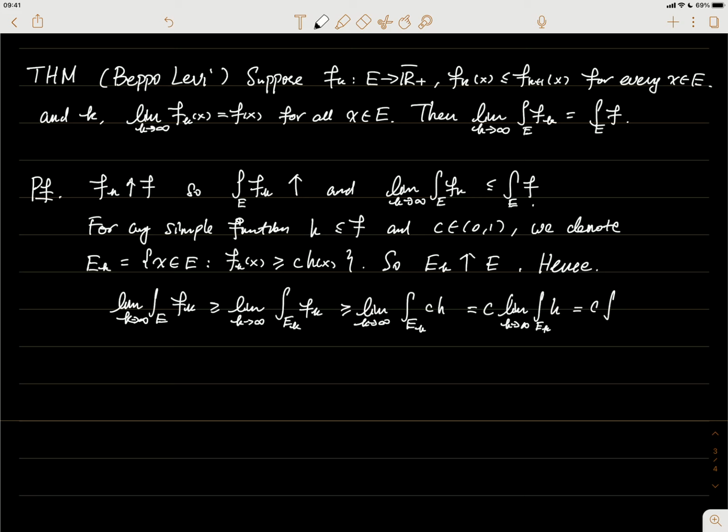The integral of h, because h is non-negative, over ek, and ek is a non-decreasing set. So we know that the limit of this is just the integral over the entire set E, right? This is one of the theorems we proved before. This is because h is non-negative, and ek is growing, is non-decreasing, and it grows to the set E. So that's why this is true. Okay, and once we have this, we can see that the limit of the integral of fk over E is bigger than this for any simple function h. Okay, and this c is arbitrary between 0 and 1.